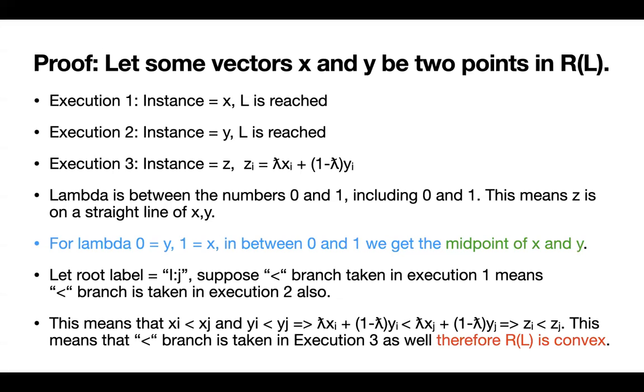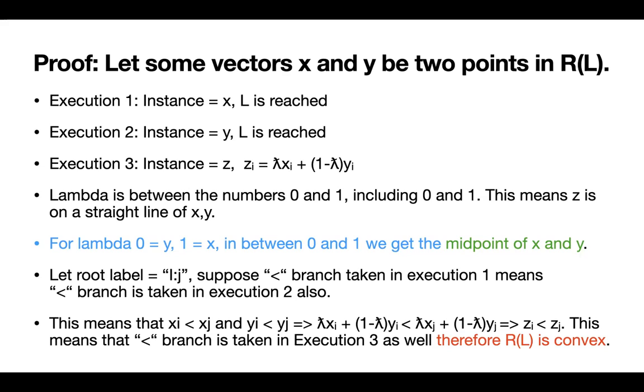So the way we're going to do this is by creating 3 different instances. We're going to have an instance we call x, where our leaf L is reached, execution 2, where it also reaches the same leaf, and execution 3, that also reaches the same leaf. And we're going to define z, or zeta, by this function right here. Lambda is going to be between 0 and 1, including 0 and 1. This means z is on a straight line of x and y. That's what we're going to try to prove.